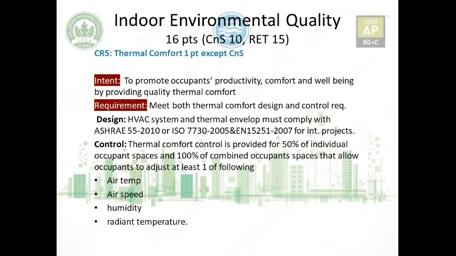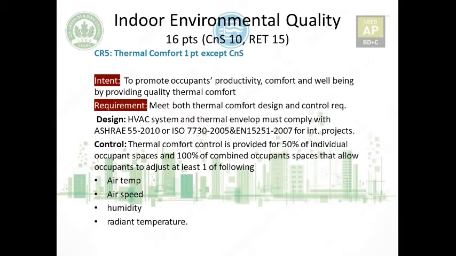So the control requirement is that it should be provided for 50% of individual occupant spaces like personal offices and others, and 100% of combined occupants like an open floor area for workstations that allow occupants to at least adjust one of the following: air temperature, air speed, humidity, and radiant temperature. And there are certain control measures that qualify that we are going to see in the next slide.